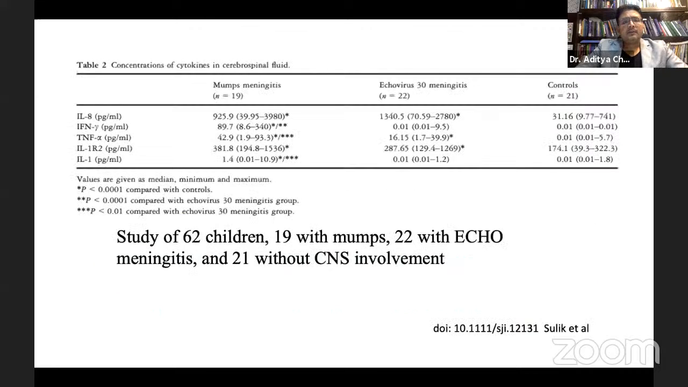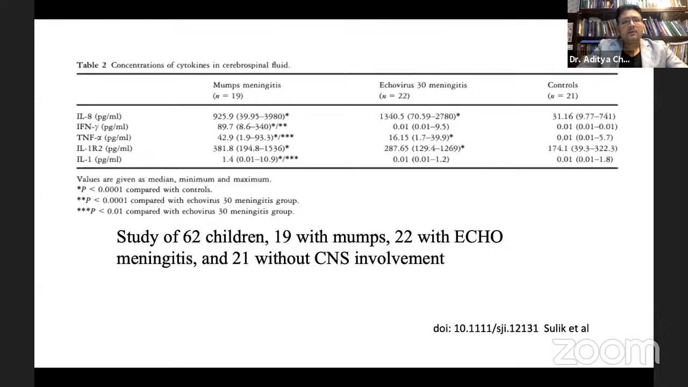Similarly, there was also a study done on 4 or 5 kinds of interleukins in patients of aseptic meningitis and viral meningitis. The chief cause of viral meningitis in these children was mumps in 19 of the patients, and echovirus in around 22 of the patients. And they compared it with 21 viral fever patients without CNS involvement.